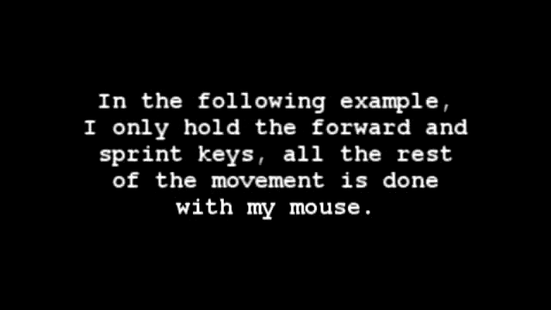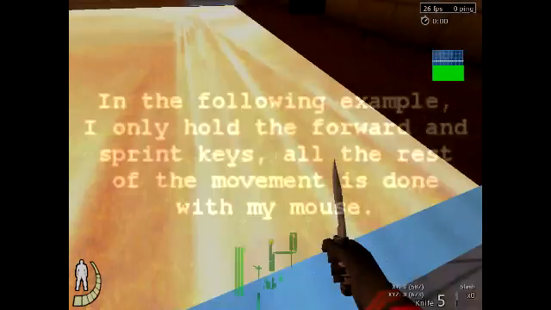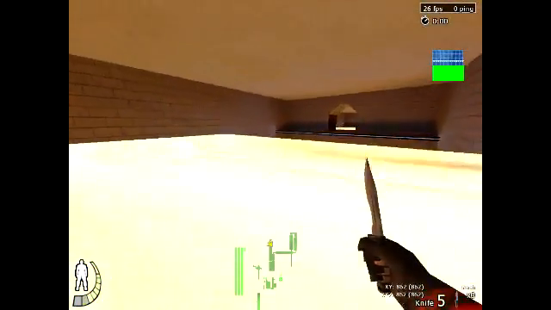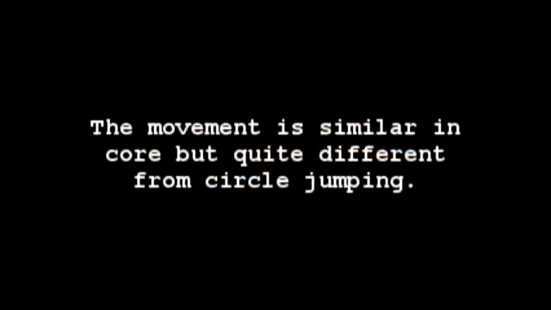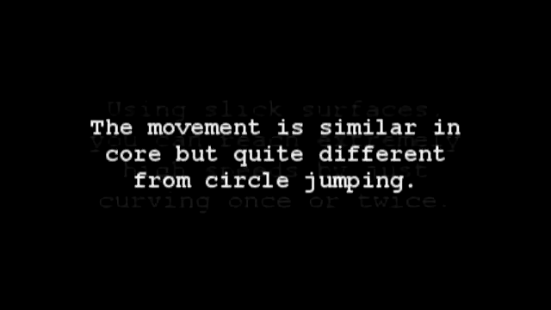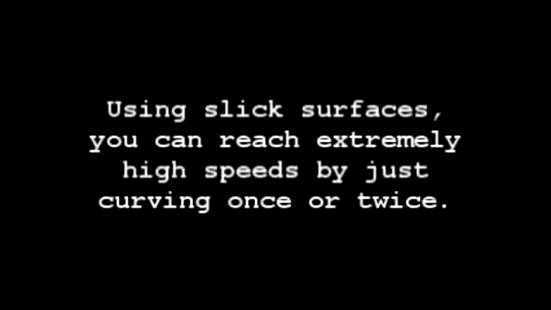In the following example, I only hold the forward and sprint keys. All the rest of the movement is done with my mouse. The movement is similar in core but quite different from circle jumping. Using slick surfaces, you can reach extremely high speeds by just curving once or twice.